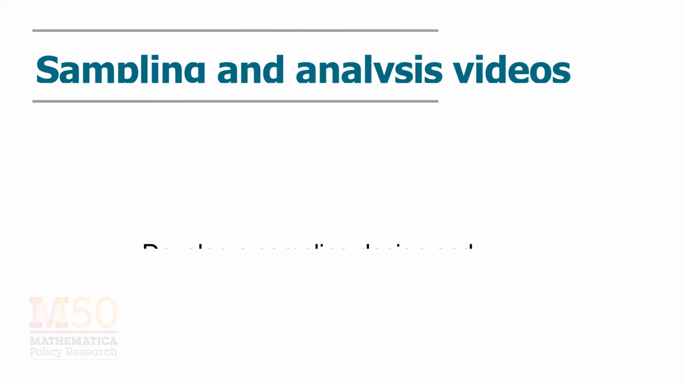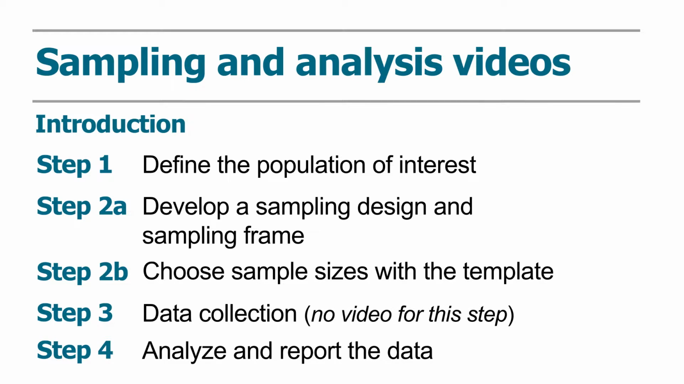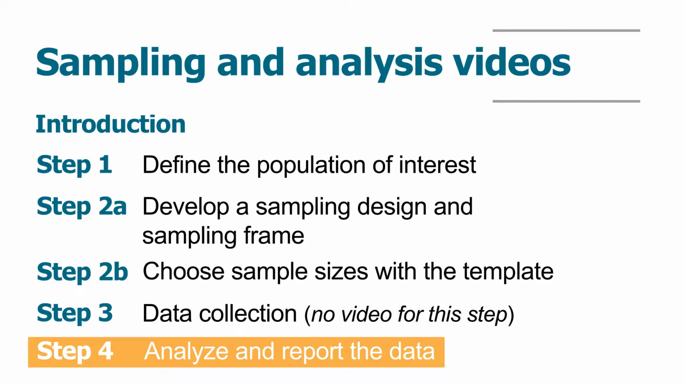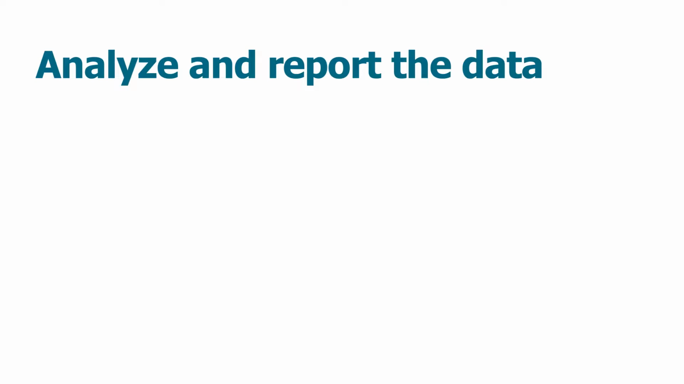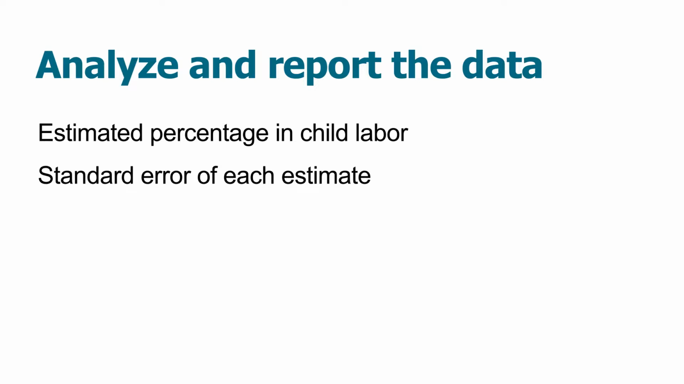Welcome to Step 4. You have just finished Step 3. You developed survey instruments, hired enumerators, and collected data. Now you are ready for Step 4, analyzing and reporting the data you collected. You will report estimates like the estimated percentage in child labor. You will also report the standard error of each estimate. In this video, we will show you how to calculate estimates and standard errors.